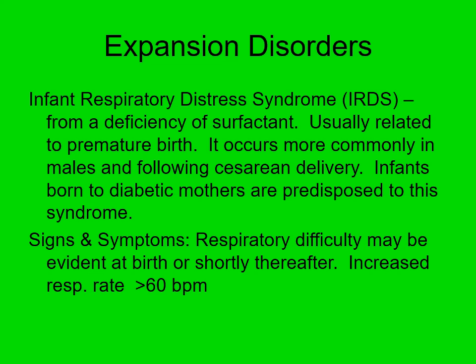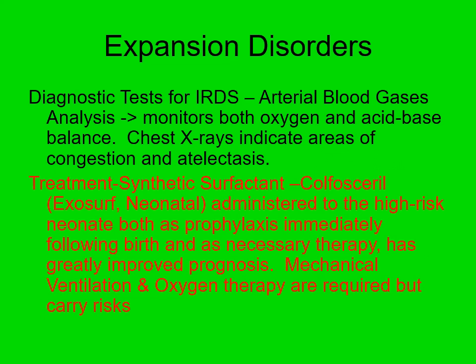Signs and symptoms: respiratory difficulty may be evident at birth or shortly thereafter, and is marked by an increased respiratory rate greater than 60 breaths per minute. Diagnostic tests for IRDS: arterial blood gas analysis monitors both oxygen and acid-base balance. Chest x-rays indicate areas of congestion and atelectasis.